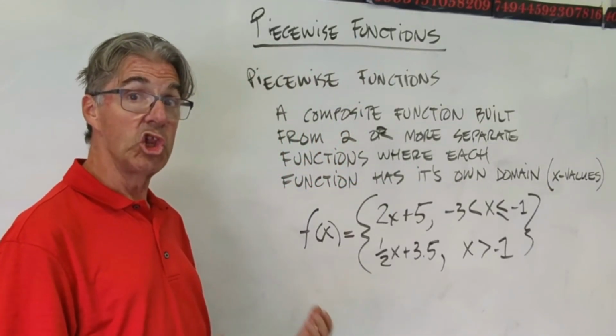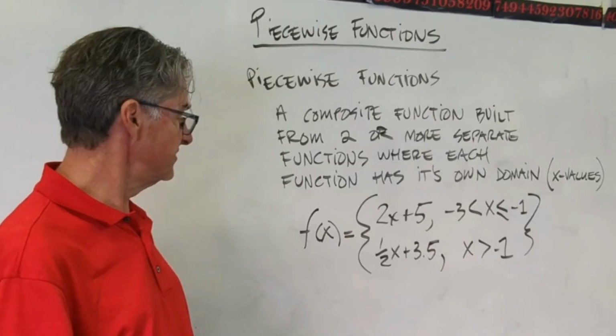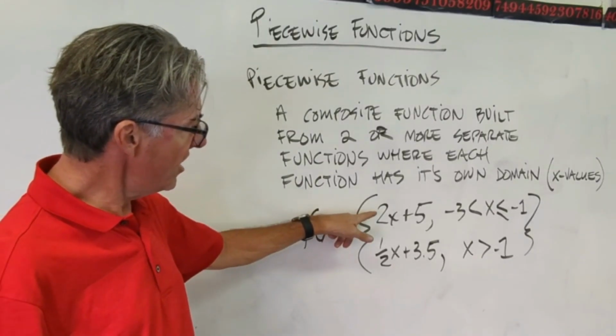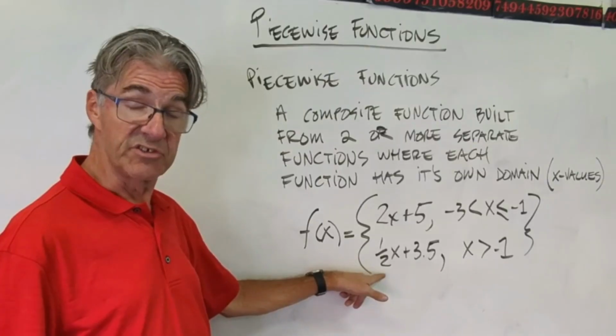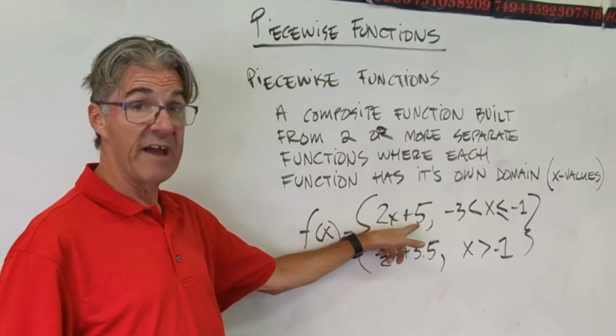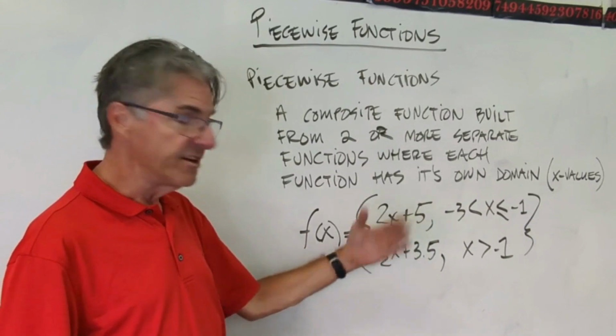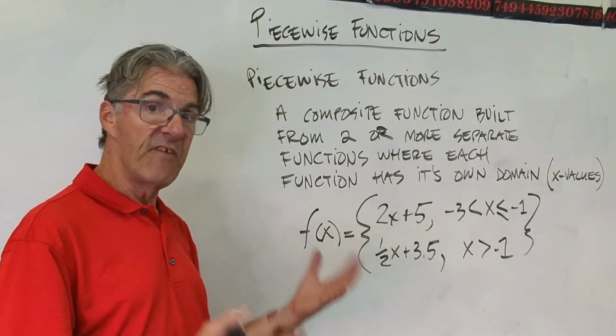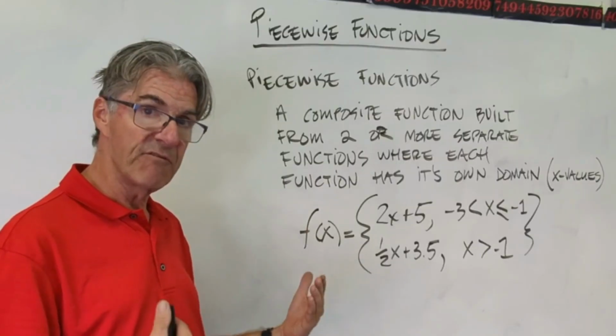All right, let's take a look at one of these types of functions. f of x, that's the name of this function. Now, it's telling us two separate functions. So here are the two functions. At one point, it's 2x plus 5. That's a linear function. And then at another point, it's 1/2 x plus 3.5. So we're defining this function as two separate functions.